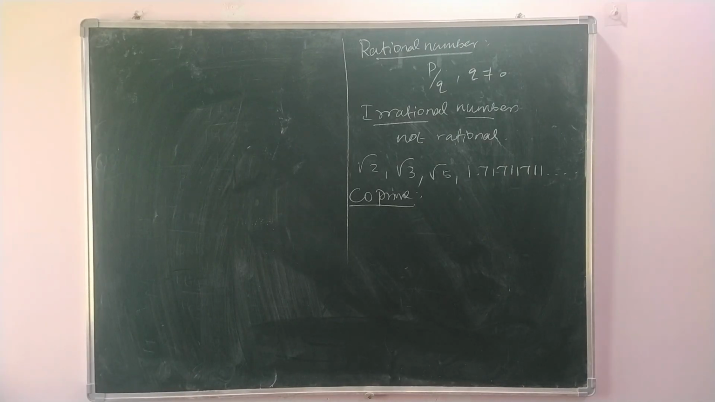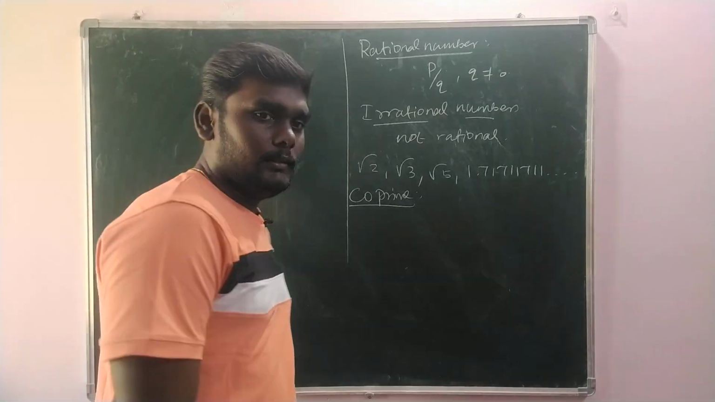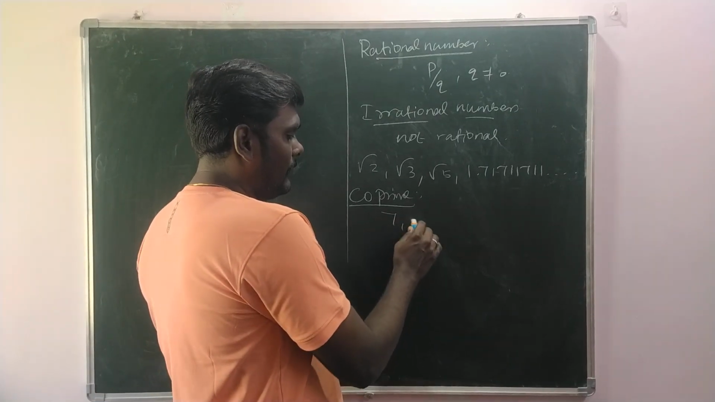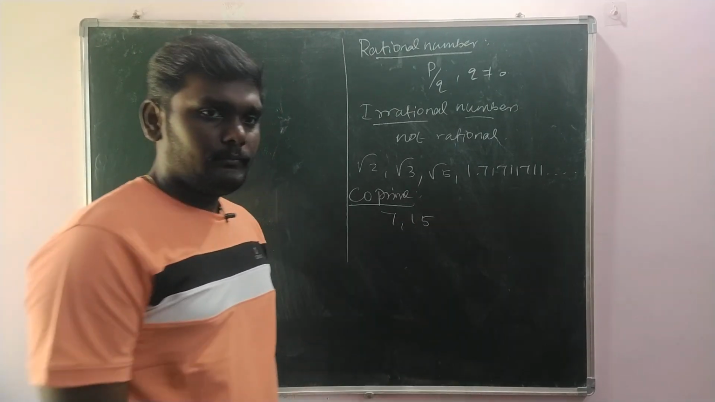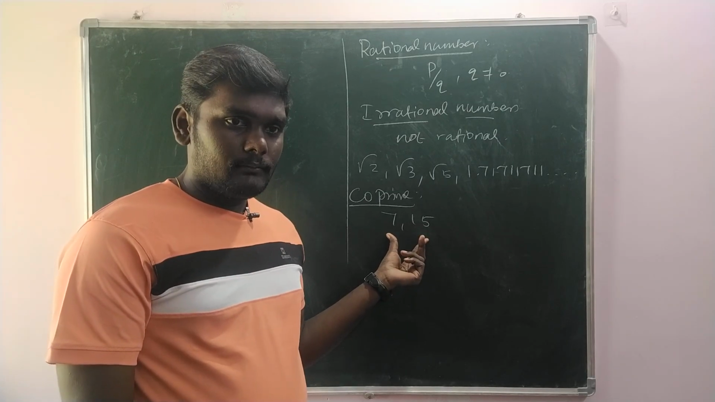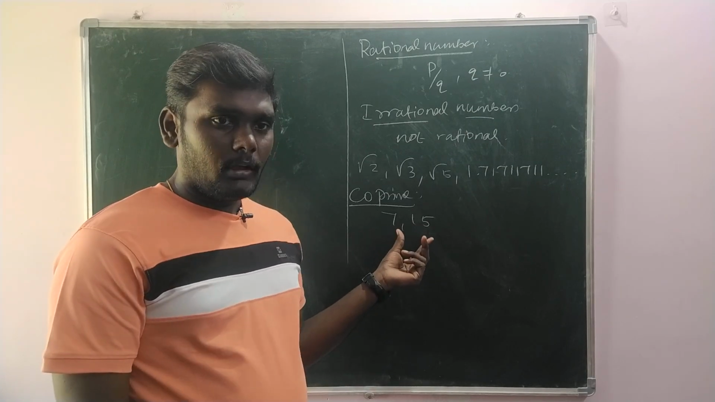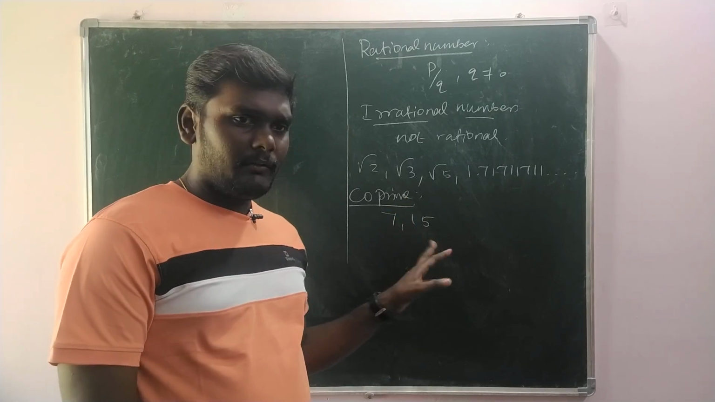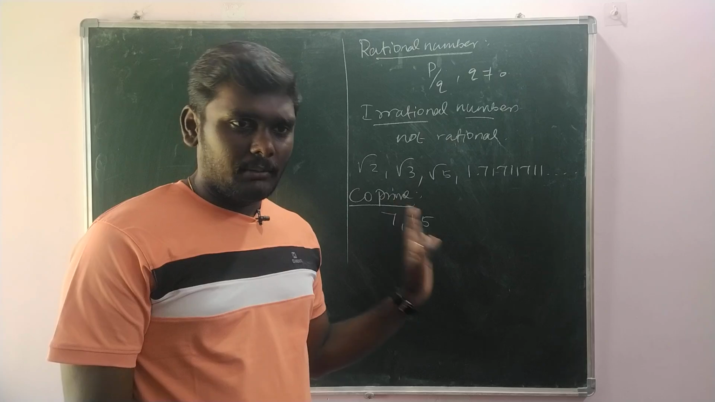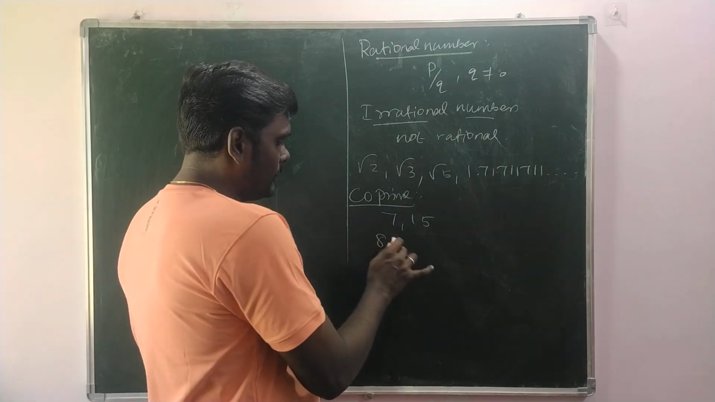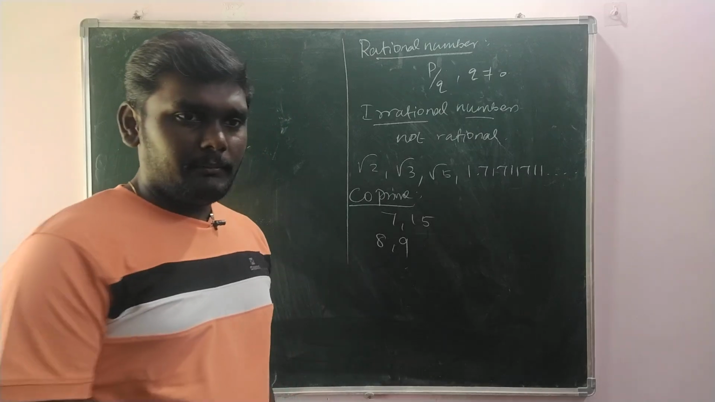If the highest common factor of two numbers is 1, then the numbers are said to be co-prime. For example, 7 and 15 if you take. So these two numbers are co-prime. Why? Just because 7 is prime? No. Their highest common factor, the largest number that can divide both the numbers, is 1. That is why. Likewise, 8 and 9, are they co-prime?